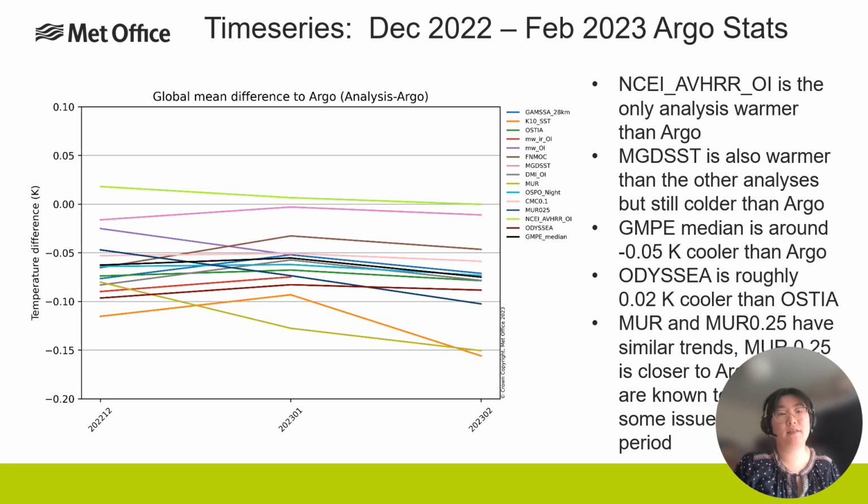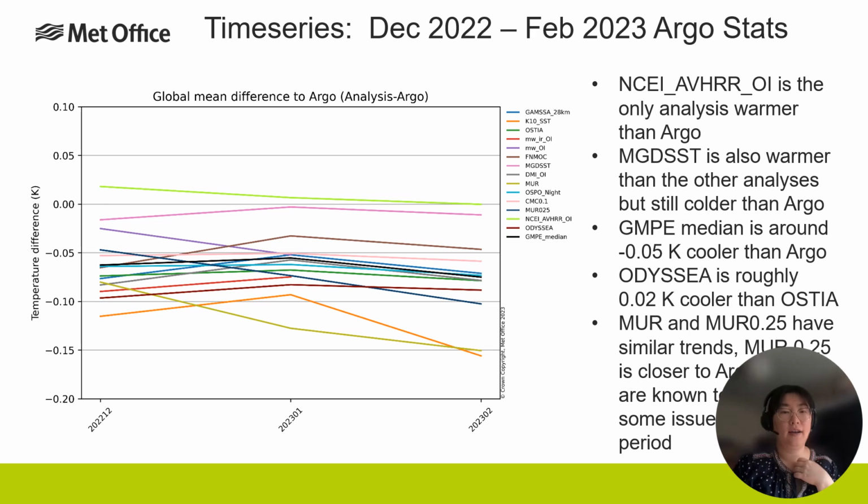Each line represents an analysis and it's all done by analysis minus Argo. So positive values mean the analysis is warmer than Argo and negative means they're colder. So among these 15 lines, there's only one analysis that appears to be warmer than Argo, which is the NCEI AVHRR OI in this light green color. All the rest are colder. And the majority of the analyses are distributed somewhere between minus 0.05 Kelvin and minus 0.15 Kelvin colder than Argo.